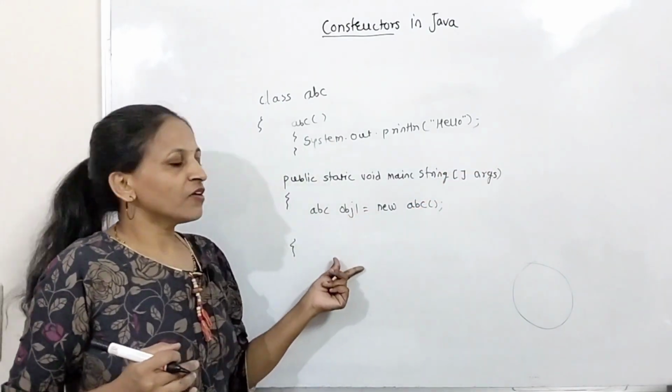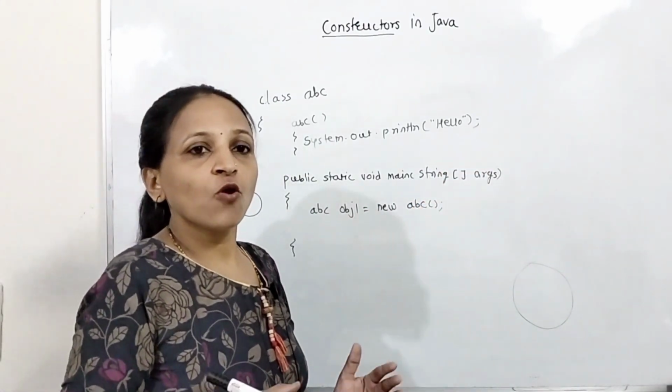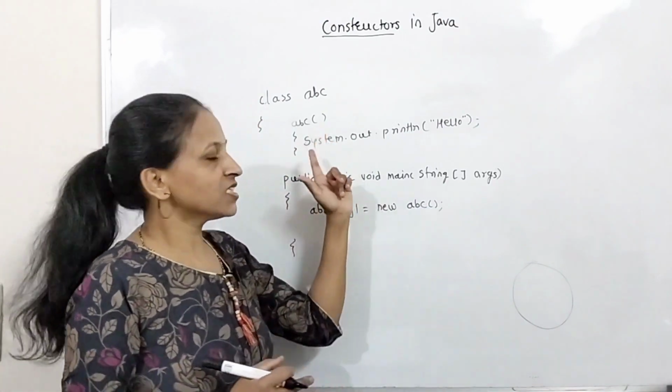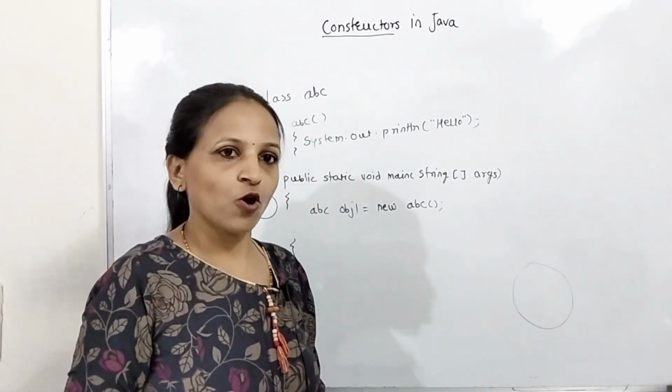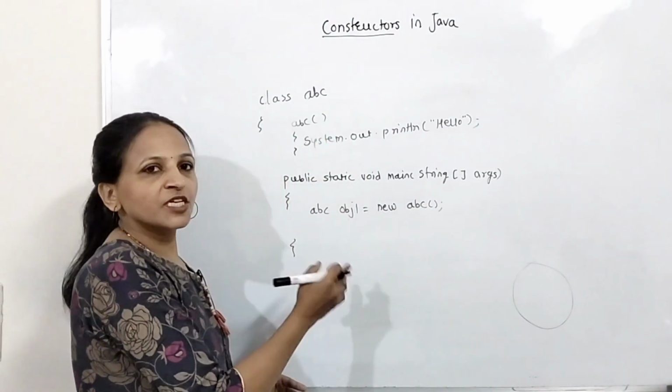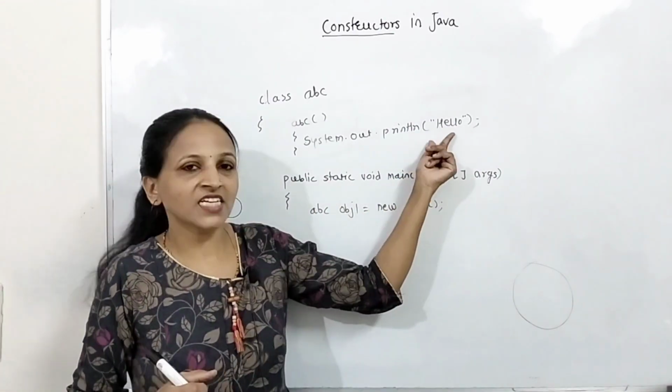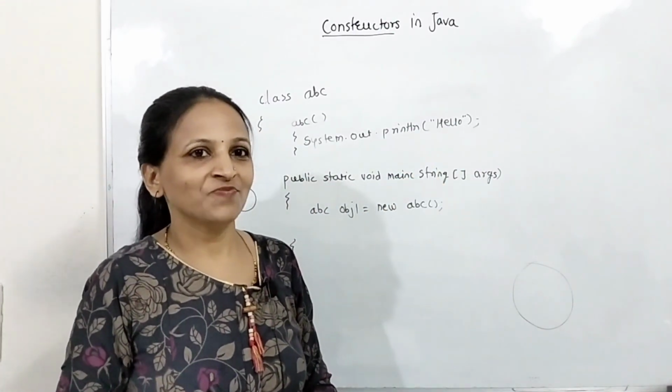Getting? In the same way, we can create any number of objects. For all objects separately, this default constructor will be called. Here I am creating, suppose, one more object. Two times the hello message will get displayed onto the output screen. Getting?